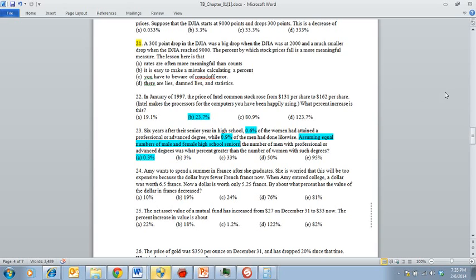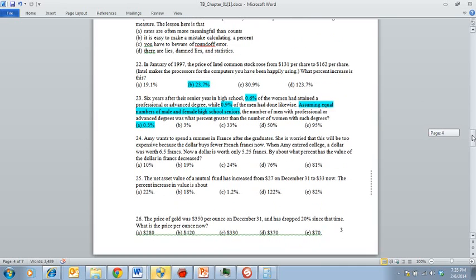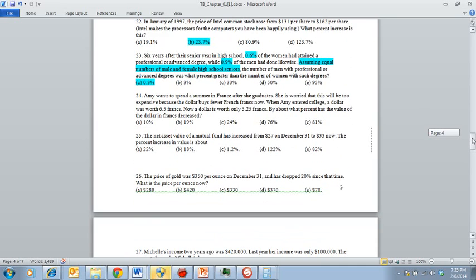24. Amy wants to spend the summer in France after she graduates. She is worried that this will be too expensive because the dollar buys fewer French francs now. When Amy entered college, a dollar was worth 6.5 francs. That is going to be our denominator because that is what the original value was. Now a dollar was worth only 5.25 francs. So it's obviously decreased, so our answer is going to be a decrease.